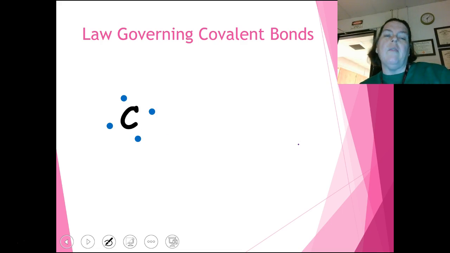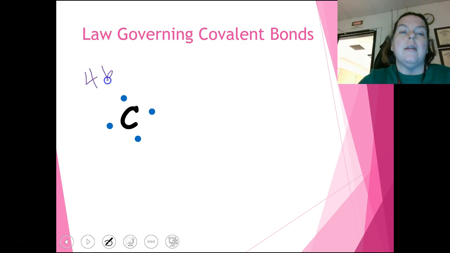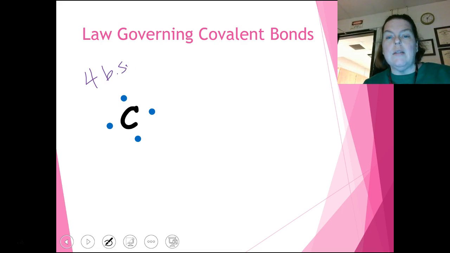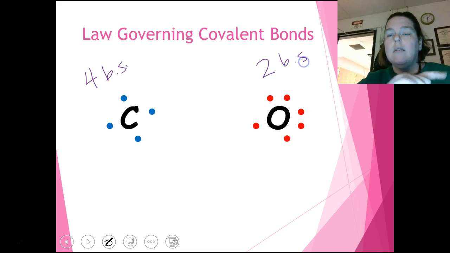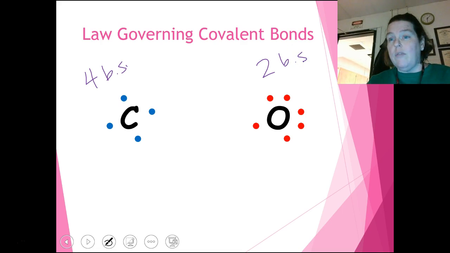So what we see here is we have carbon here, and carbon has 4 valence electrons. So it has 4 bonding sites. It needs 4 electrons, okay? Then we see we have oxygen here, and oxygen has 6 valence electrons, so oxygen has 2 bonding sites. So in carbon monoxide, I have 1 of each.